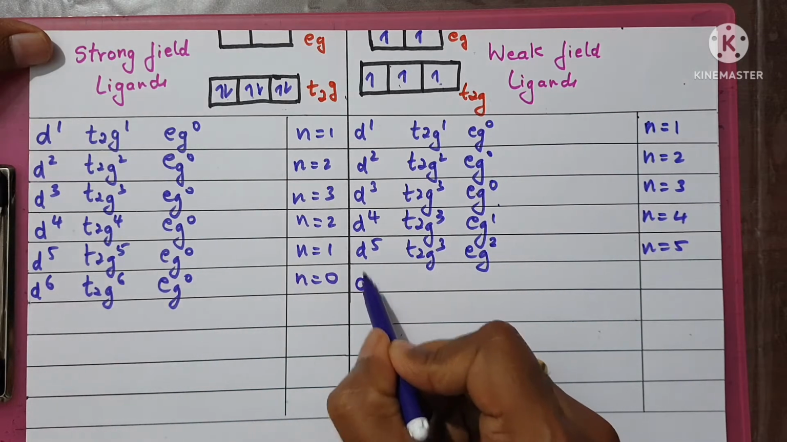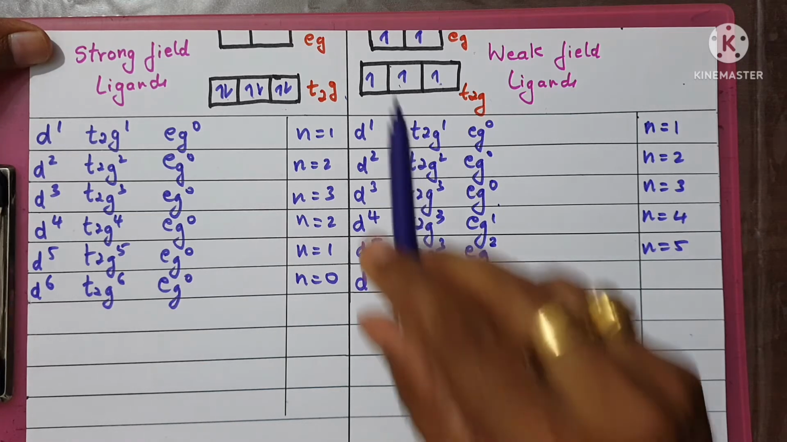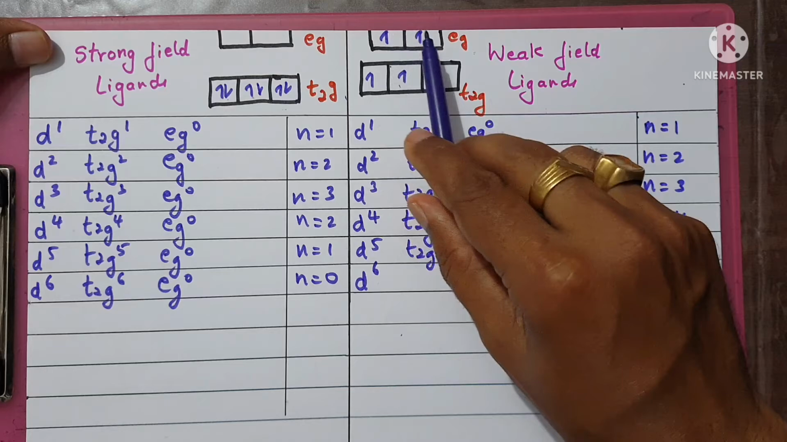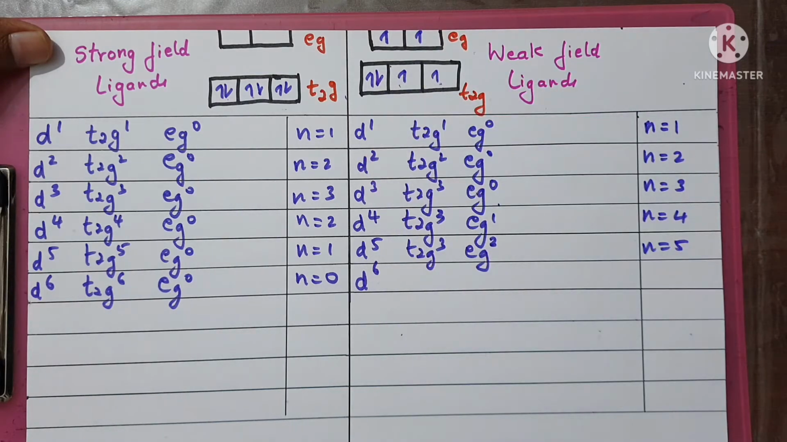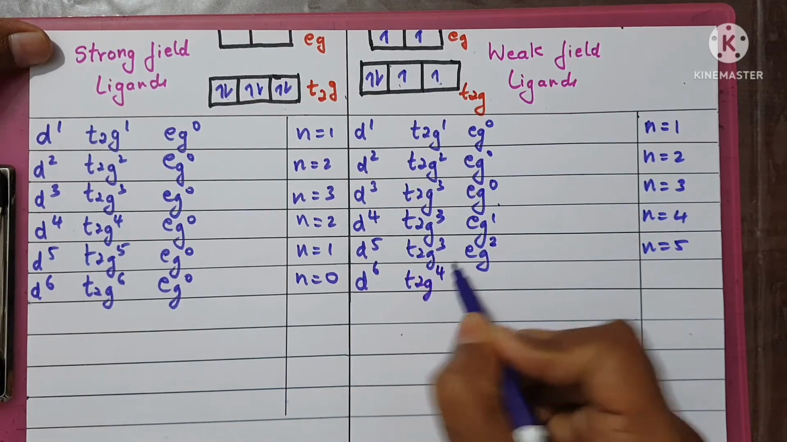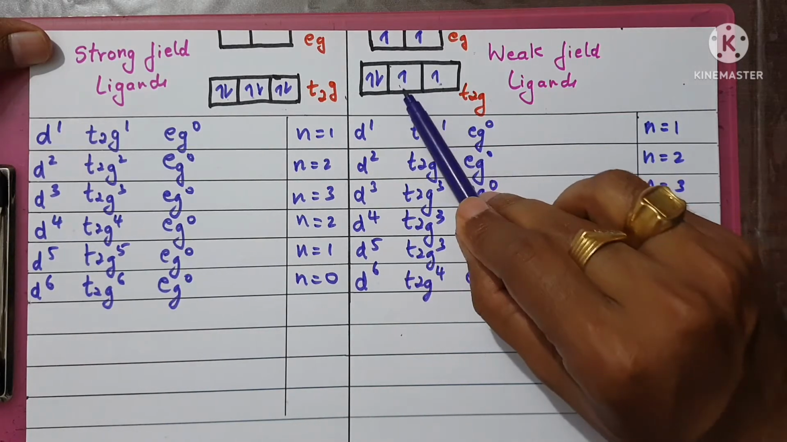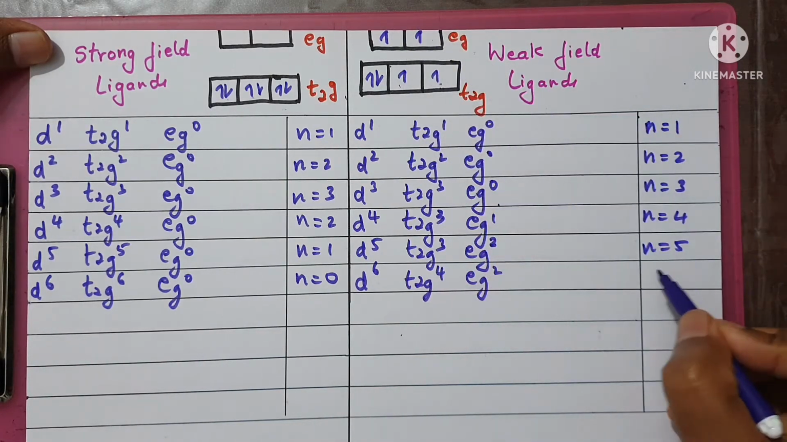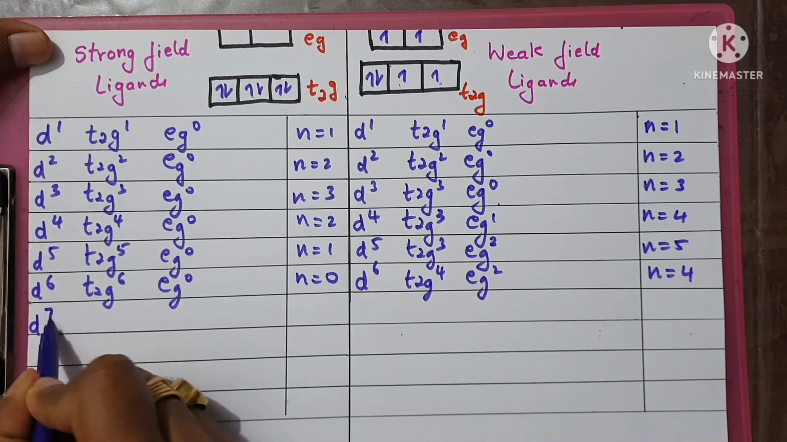Next I'll go for the next one, that is d6 again. Now you should observe here, where will the electrons enter when it is d6? 1, 2, 3, 4, 5. Now the next electron will come here, pairing up here. Therefore 1, 2, 3, 4. Therefore t2g4 and eg is 2 electrons. How many unpaired electrons? 1, 2, 3, 4. Therefore 4 unpaired electrons.